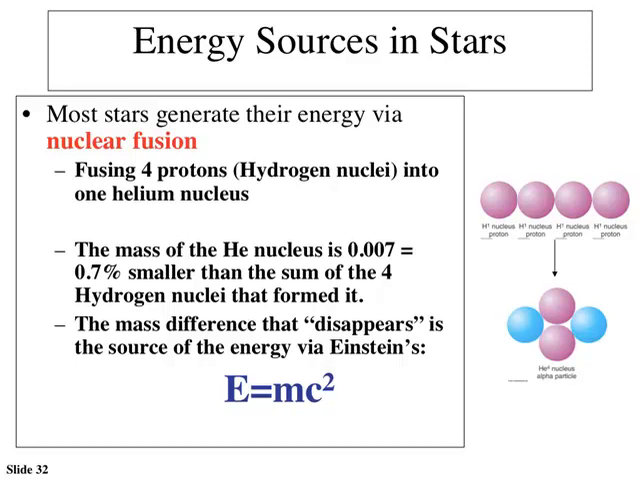To give you an example, the specifics are that the mass of a helium nucleus is 0.7% less than the sum of four hydrogen nuclei. The mass difference is just 0.7%. But every time this happens, you gain a little bit of energy. And remember, there are a lot of hydrogen atoms in the sun because it's so big and massive, so you're generating a lot of energy this way. Again, it all comes about because of this equation, E equals mc squared.